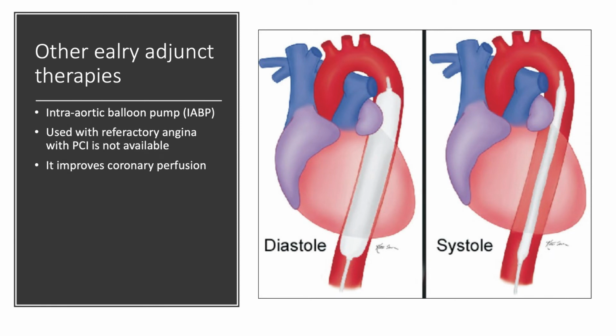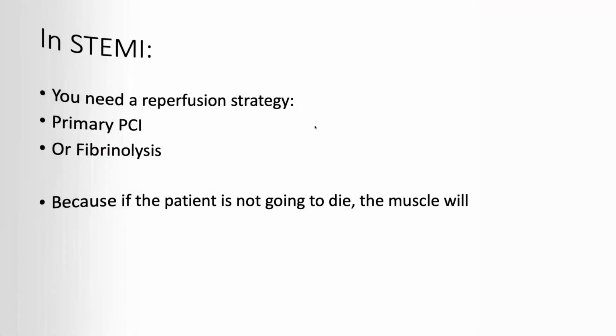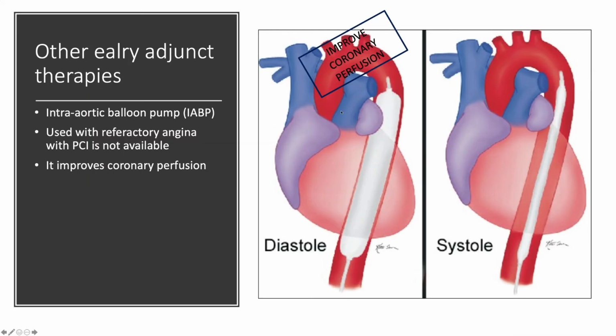Other early adjunct therapies include intra-aortic balloon pumps. So we put a balloon that expands every time there's diastole. Because remember, in systole, the aortic valve, let's try to write that, the aortic valve opens in this area, and that pushes the blood out. And then in diastole, blood kind of falls, the valve closes, and whatever blood is here falls down. So that improves coronary perfusion. So coronary perfusion is a diastolic perfusion.